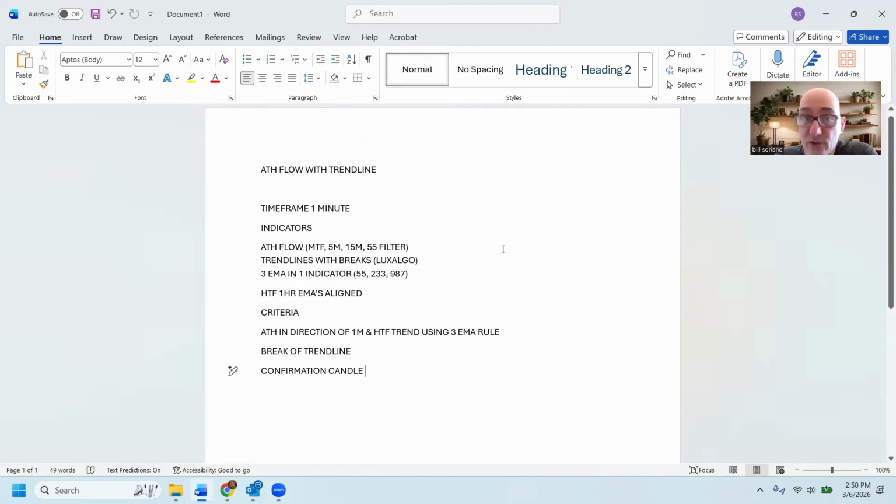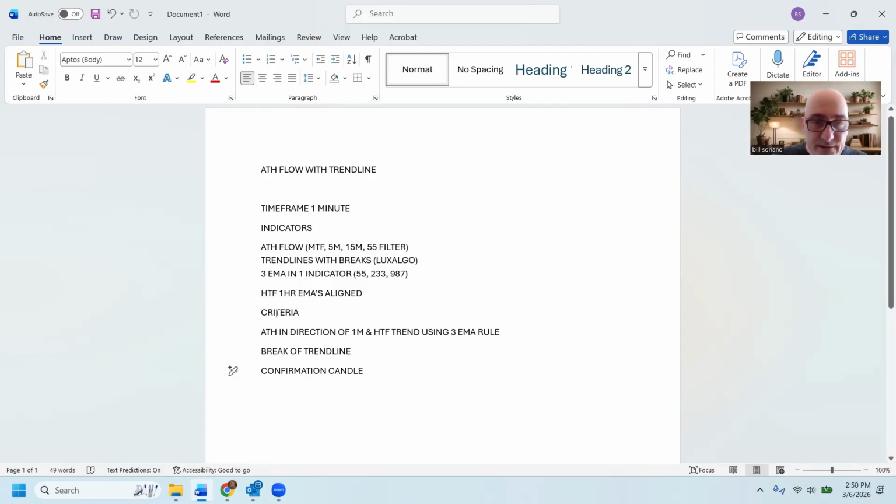Indicators are the ATH flow with the multi-time frame check, the 5 minute, the 15 minute, the 55 filter. We have the trend line with breaks, LuxAlgo, and we have the 3 EMA indicator: 55, 233, 987. And then we want to make sure we're aligned with the higher time frame trend as well, using those moving averages. That's the 1 hour, because, like I said, that helps me to stay out of pairs that tend to be consolidating.